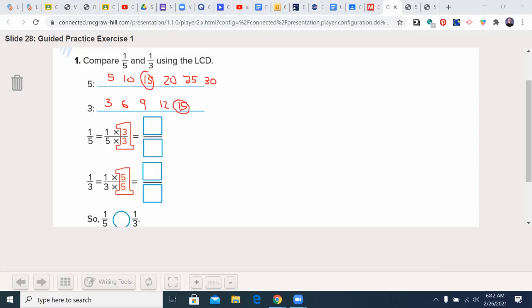So that means my common denominator is going to be 15 because that's my least common multiple. Make sure you have those all written in.